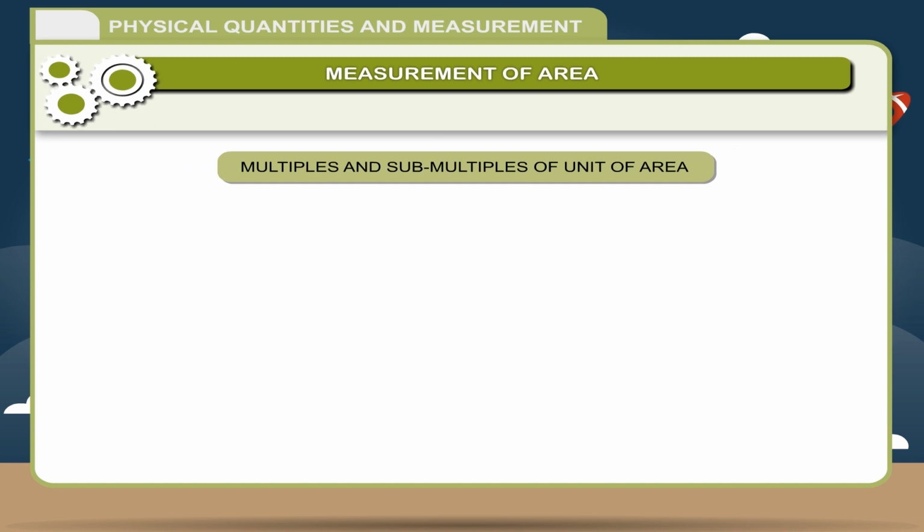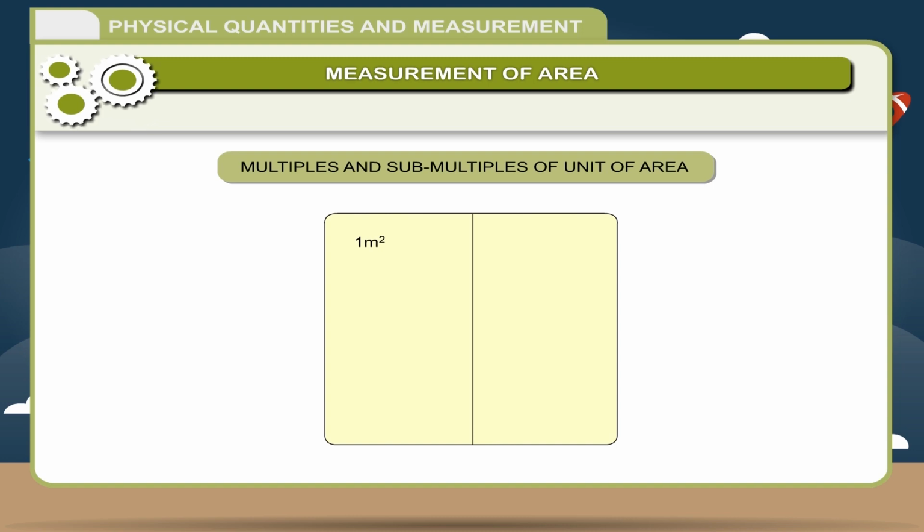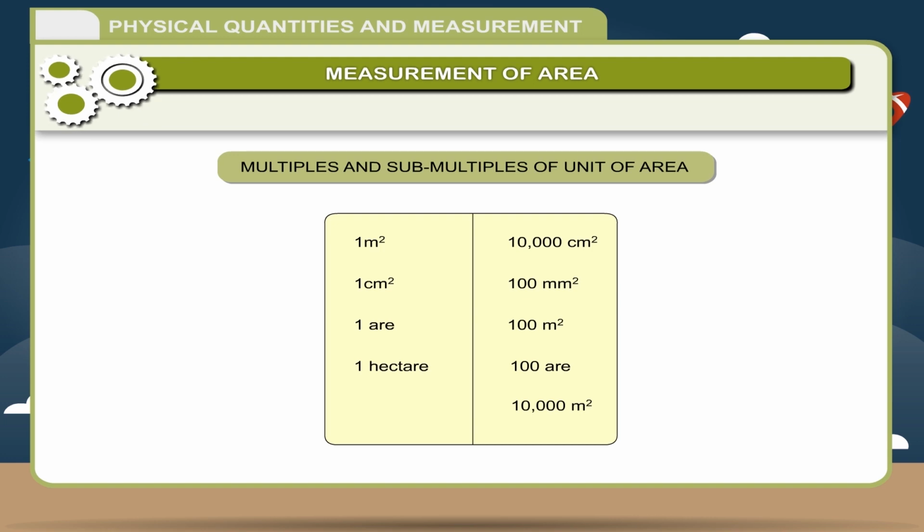Multiples and submultiples of unit of area. 1 square meter is equal to 10,000 square centimeter. 1 square centimeter is equal to 100 square millimeter. 1 are is equal to 100 square meter. 1 hectare is equal to 100 are is equal to 10,000 square meter.